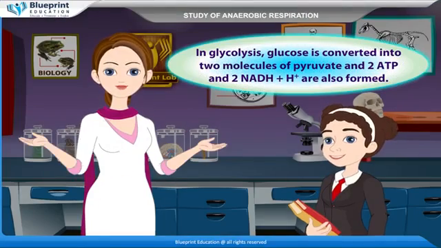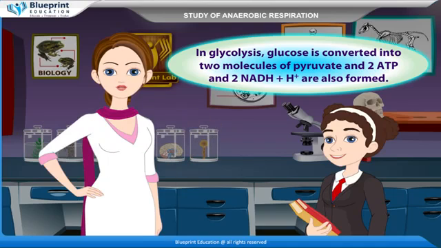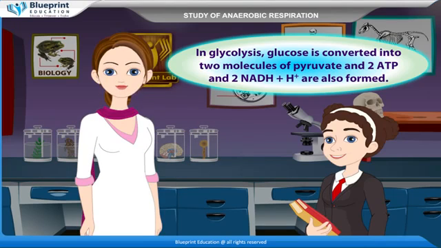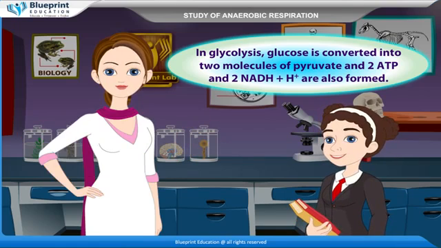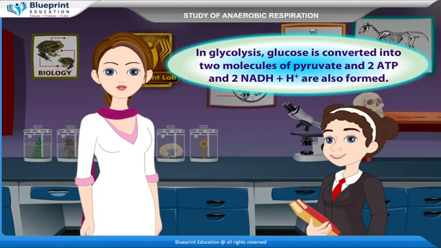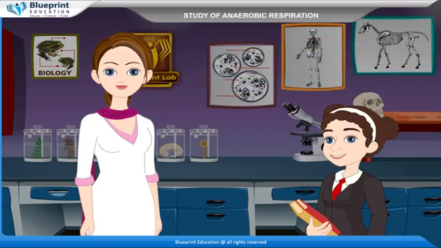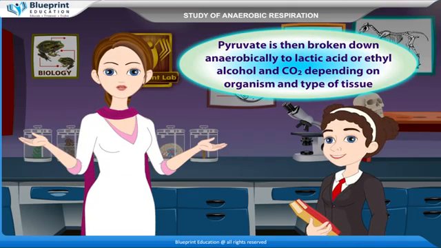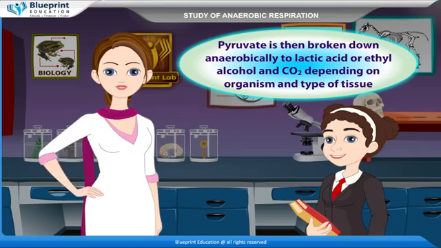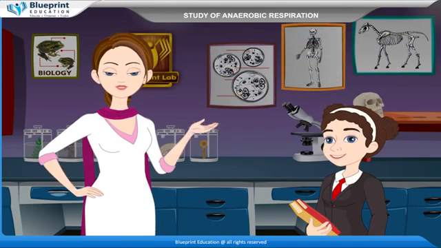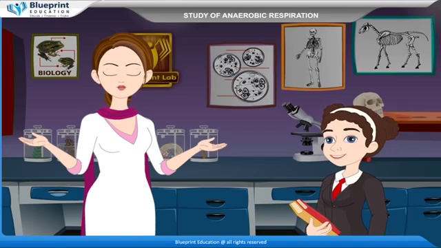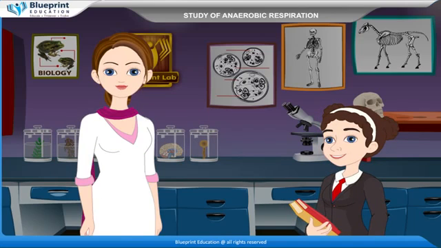In glycolysis, glucose is converted into 2 molecules of pyruvate, and 2 ATP and 2 NADH plus H+ are also formed. Pyruvate is then broken down anaerobically to lactic acid or ethyl alcohol and CO2, depending on the organism and type of tissue. Let's do an experiment to demonstrate anaerobic respiration.